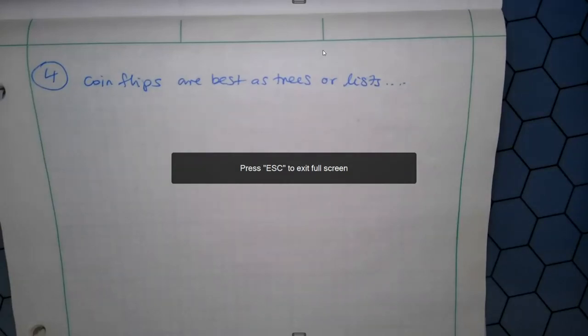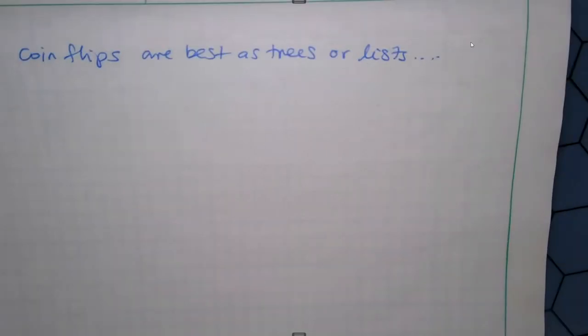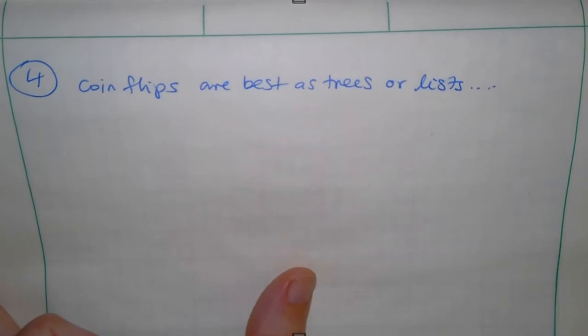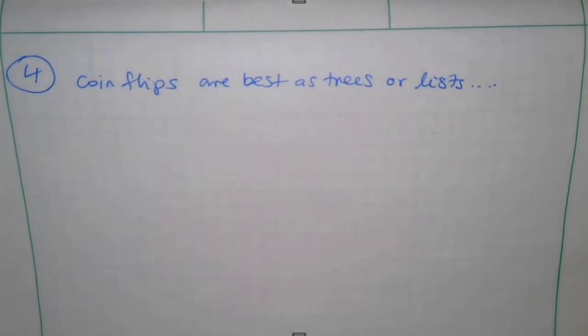All right, folks, we're doing summer assignment probability questions 4 and 5. So 4 is about flipping a coin 3 times. I'm just going to go ahead and say that coin flips are best as trees or lists. If you're really, really good at not missing any of the combos, you can do a list. If you feel like you're going to miss something, you might want to do a tree.